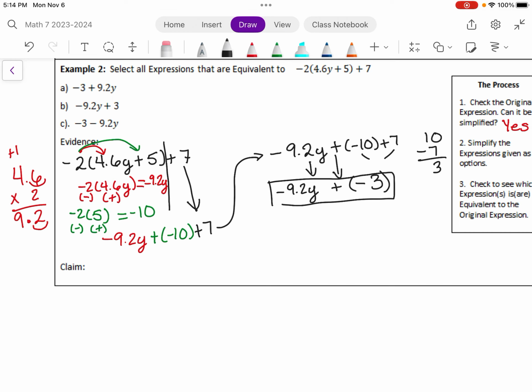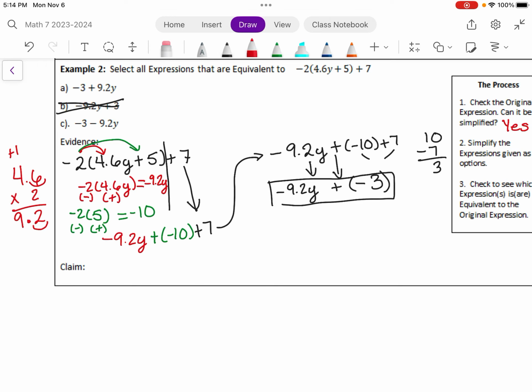From here, I have to simplify the expressions given as options. Looking at my options, they are already simplified, so I don't have to simplify anything. Now I just have to check to see which expression or expressions are equivalent to the original expression. So looking at this, none of them look like my answer. The only one that is in this order where the y is first is B, and that is negative 9.2y plus 3. But I have a negative 3, which tells me that this answer is wrong.